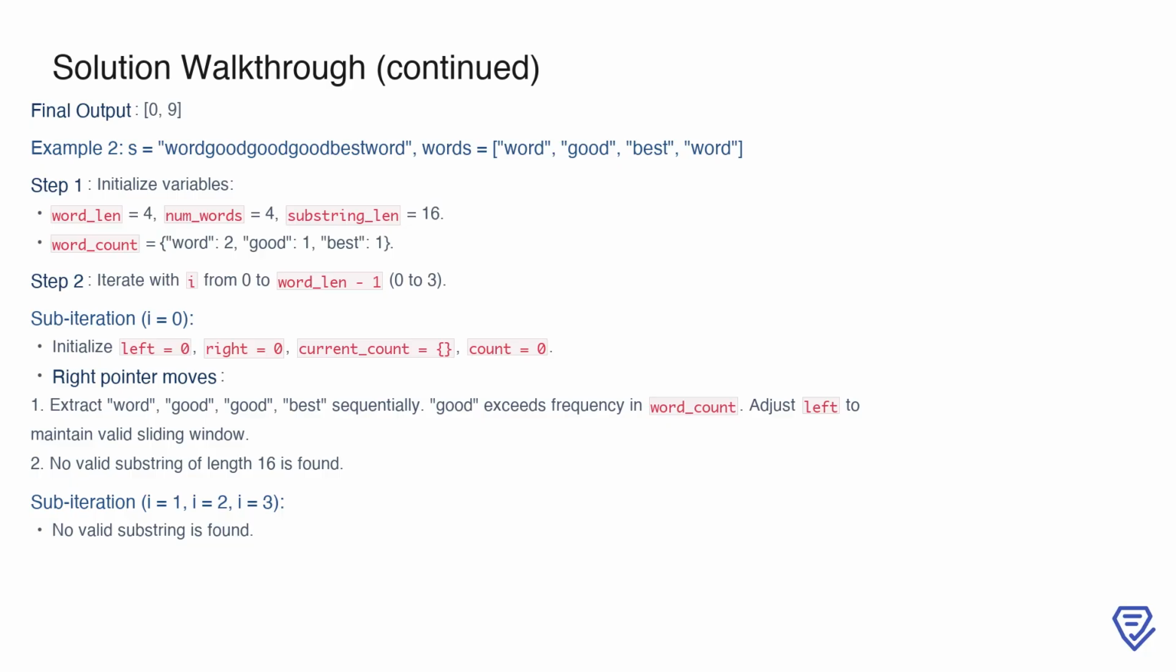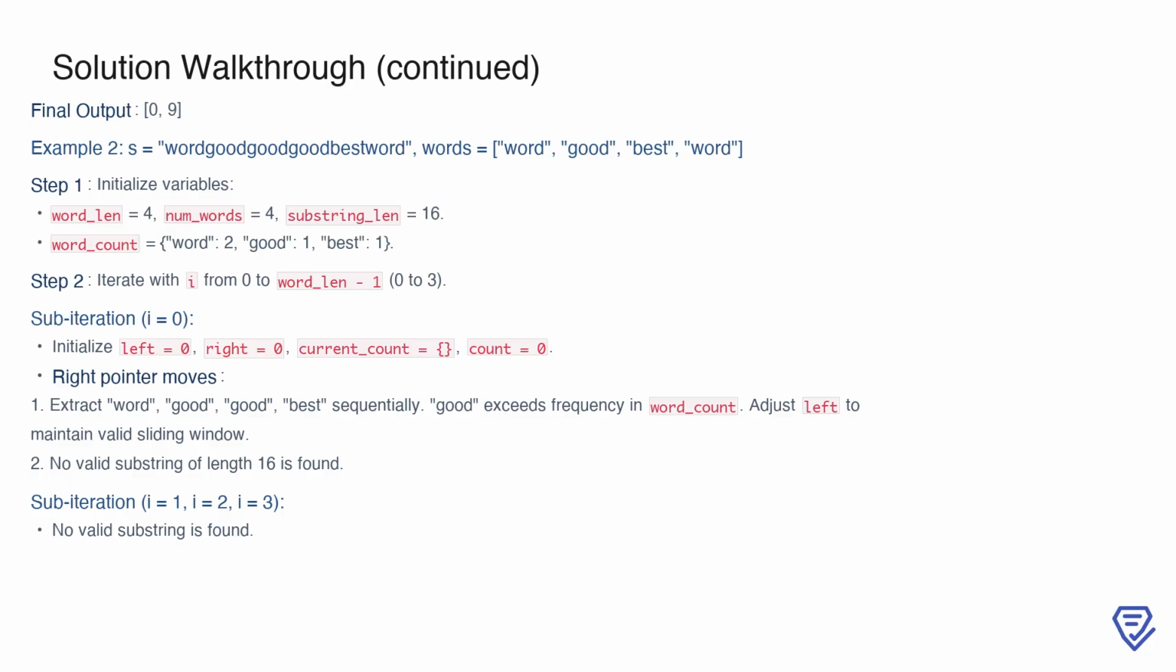Now, let's move on to example 2, where the string S is "wordgoodgoodbestword" and the list of words is "word", "good", "best", "word". To begin, we initialize the same variables as before. Here, word_len is 4 because the words have a length of 4. The total number of words, number_words, is 4, and the target substring length, substring_len, is 16. The frequency map, word_count, becomes word: 2, good: 1, best: 1, as word appears twice.